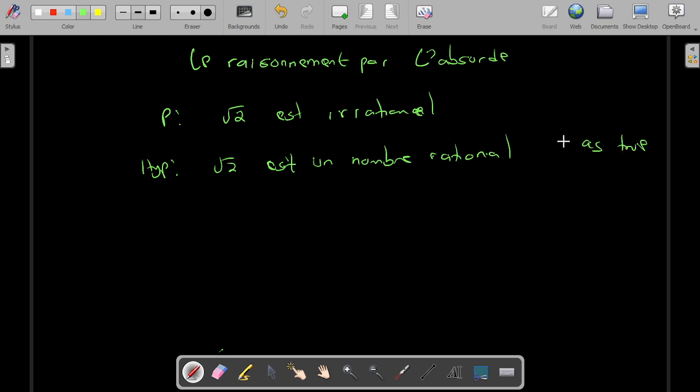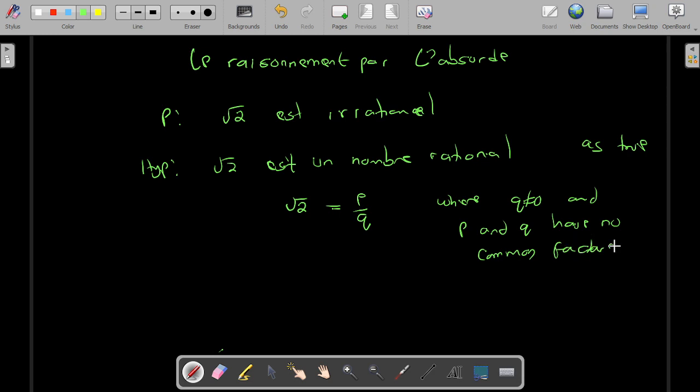Our goal is to now look for a contradiction. So let's start to look for that contradiction. Well, if the square root of 2 is a rational number, then the square root of 2 can be written in the form P divided by Q, where Q is not equal to 0 and P and Q have no common factors. So this is what we take into consideration.